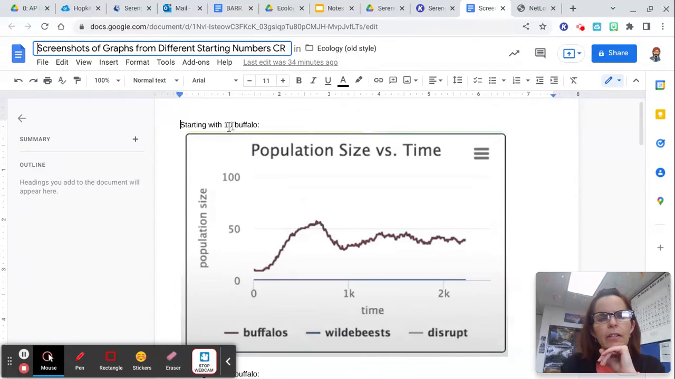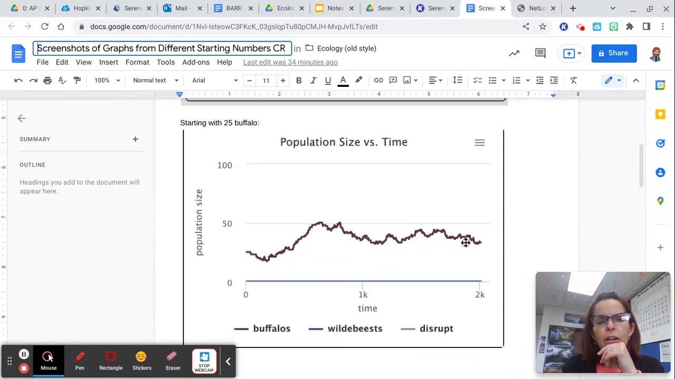Here's where we started with 10 buffalo. They didn't drop this time. They increased up, up, up above 50. Then they dropped, and look at that, they fluctuated around 40. Let's go back. We start with 25 buffalo. This time they drop a little, but not too much, and they go up to 50, which is too much. Then they drop and fluctuate around 40.